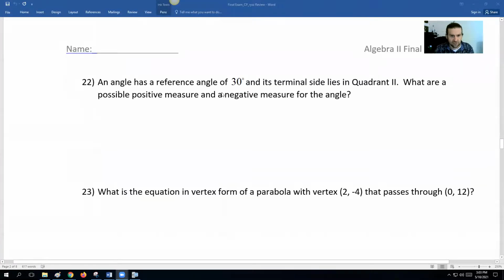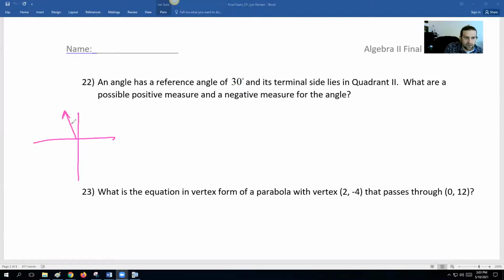Okay, next problem is the same thing, just not as a picture. An angle has a reference angle 30 degrees, and its terminal side lies in quadrant 2. Here's quadrant 2. So we got a 30-degree angle coming off here. What are the possible positive measures and negative measures?